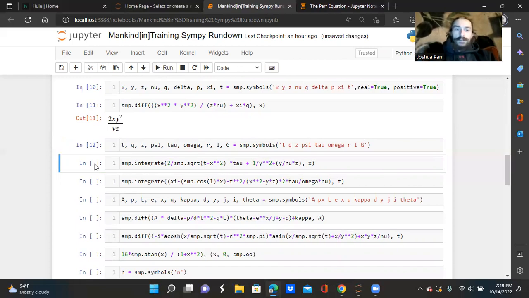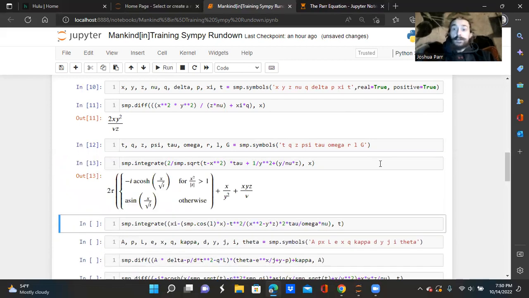So now I'm going to take an integral of 2 divided by the square root of t minus x squared times tau plus 1 divided by y squared plus y divided by nu times z. And I'm integrating with respect to x. Sometimes it takes a minute because that was quite a doozy actually. It's amazing that it did it as quick as it did.